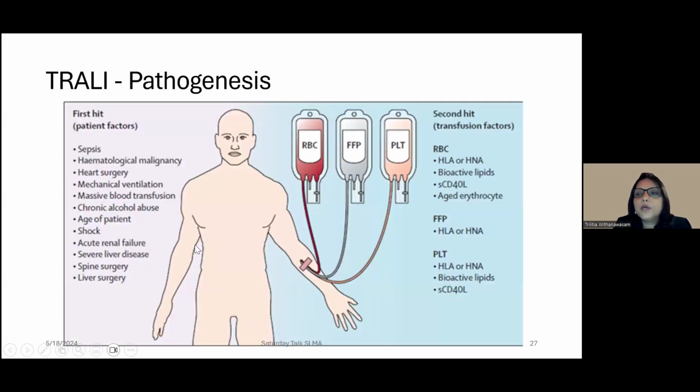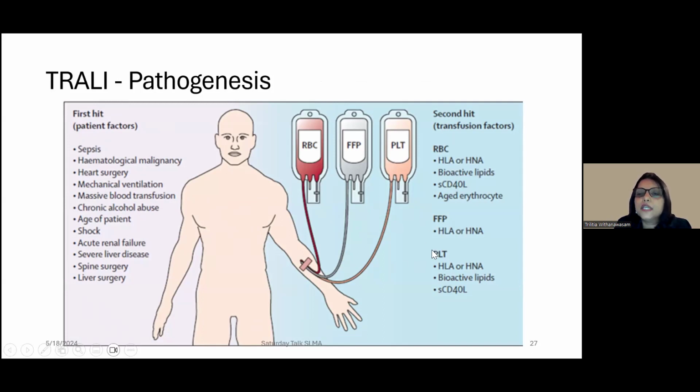So, a little bit about the pathogenesis. It's interesting to know why not all patients develop TRALI when we give these products. If they have a first hit, that means there are patient contributory factors. If your patient has sepsis, septic shock, any hematological or other disseminated malignancies, massive transfusion, or other organ failure, the patient is actually at a primed stage.